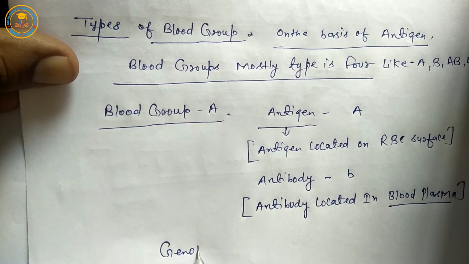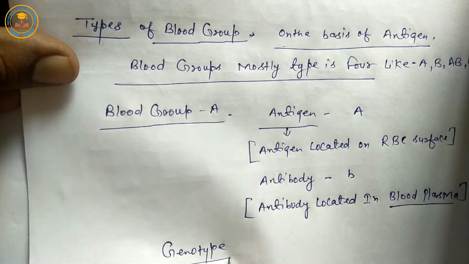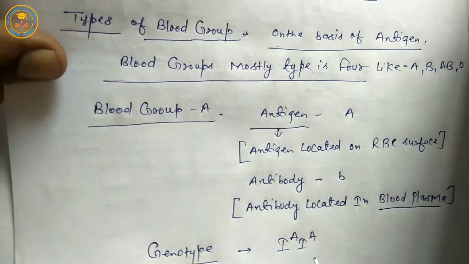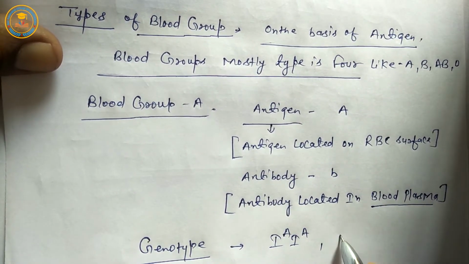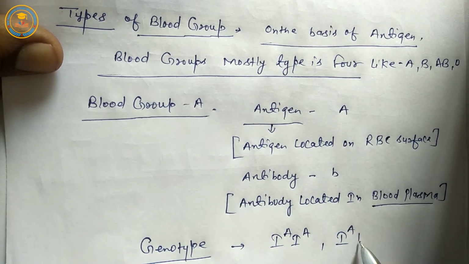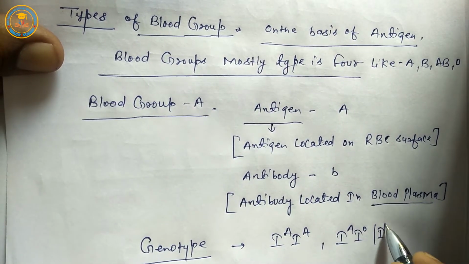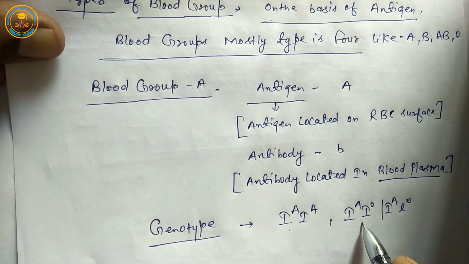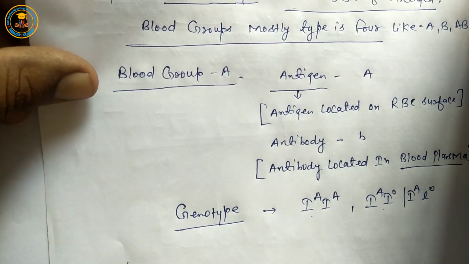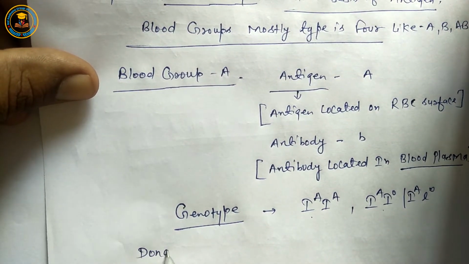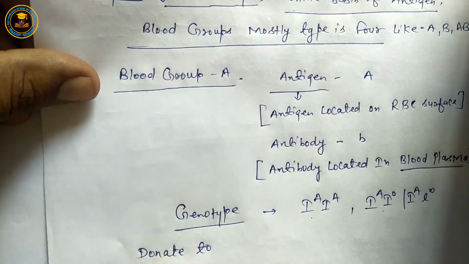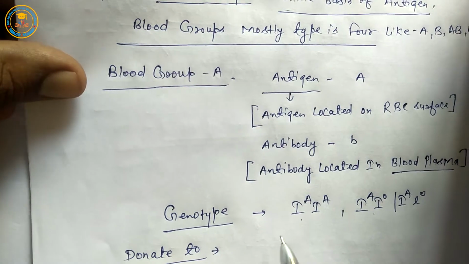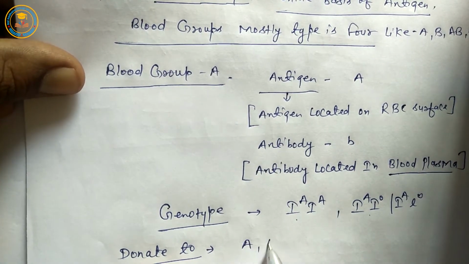Next is genotype. It means genetic constitution. Blood group A has two genotypes. First is IA IA. Second is IA I0. Next is donate to. Blood group A people donate blood to blood group A and AB.